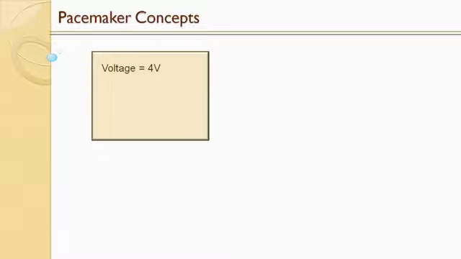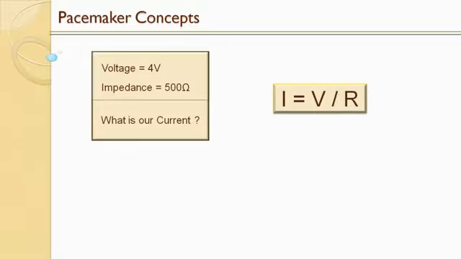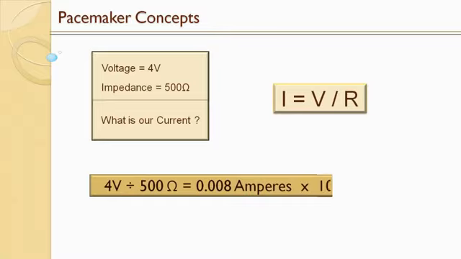If our voltage is programmed to 4 volts and our impedance is measured at 500 ohms, what is our current? So we just need to plug our numbers into the equation. Current is equal to voltage divided by resistance. So we take 4 volts divided by 500 ohms and we get 0.008 amperes. Typically with pacemakers, we talk about current in milliamps. So all we have to do is take the 0.008 times 1,000 and we get 8 milliamps.